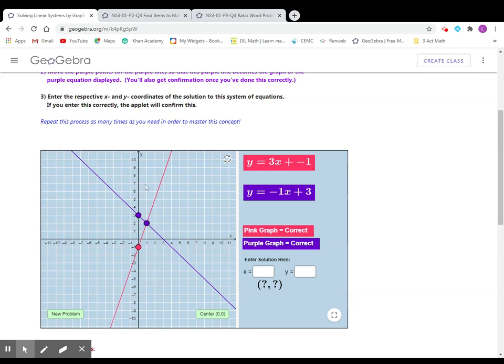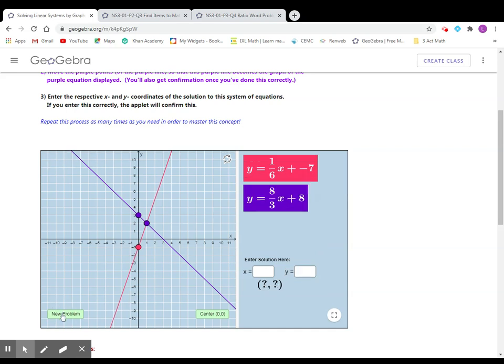Where do they both overlap? And that's right here. So that's going to be at 1, 2. Hit enter, and I'm correct. Very good. So let's do a new problem. One more, and then I want to talk about something.